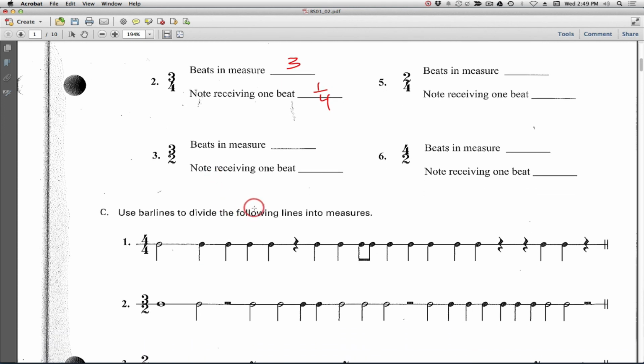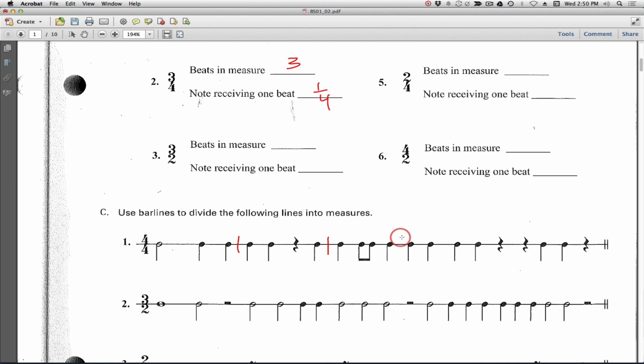Down here, you'll be able to put in bar lines on this, and you've got 4/4, so you've got 4 beats in the measure. There's 1, 2, 3, 4, and then you've got a bar line. 1, 2, 3, 4, bar line, etc. And then you can practice playing these rhythms.